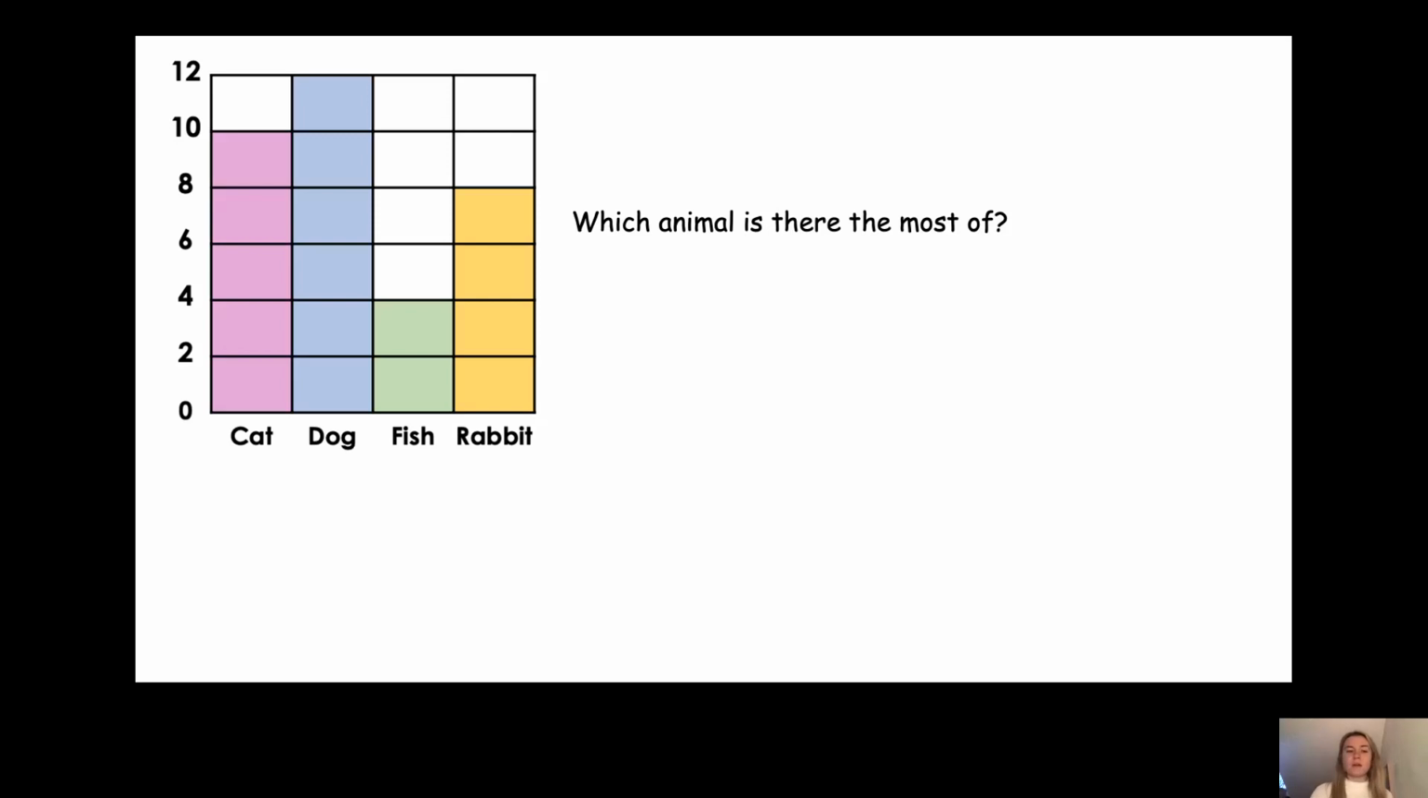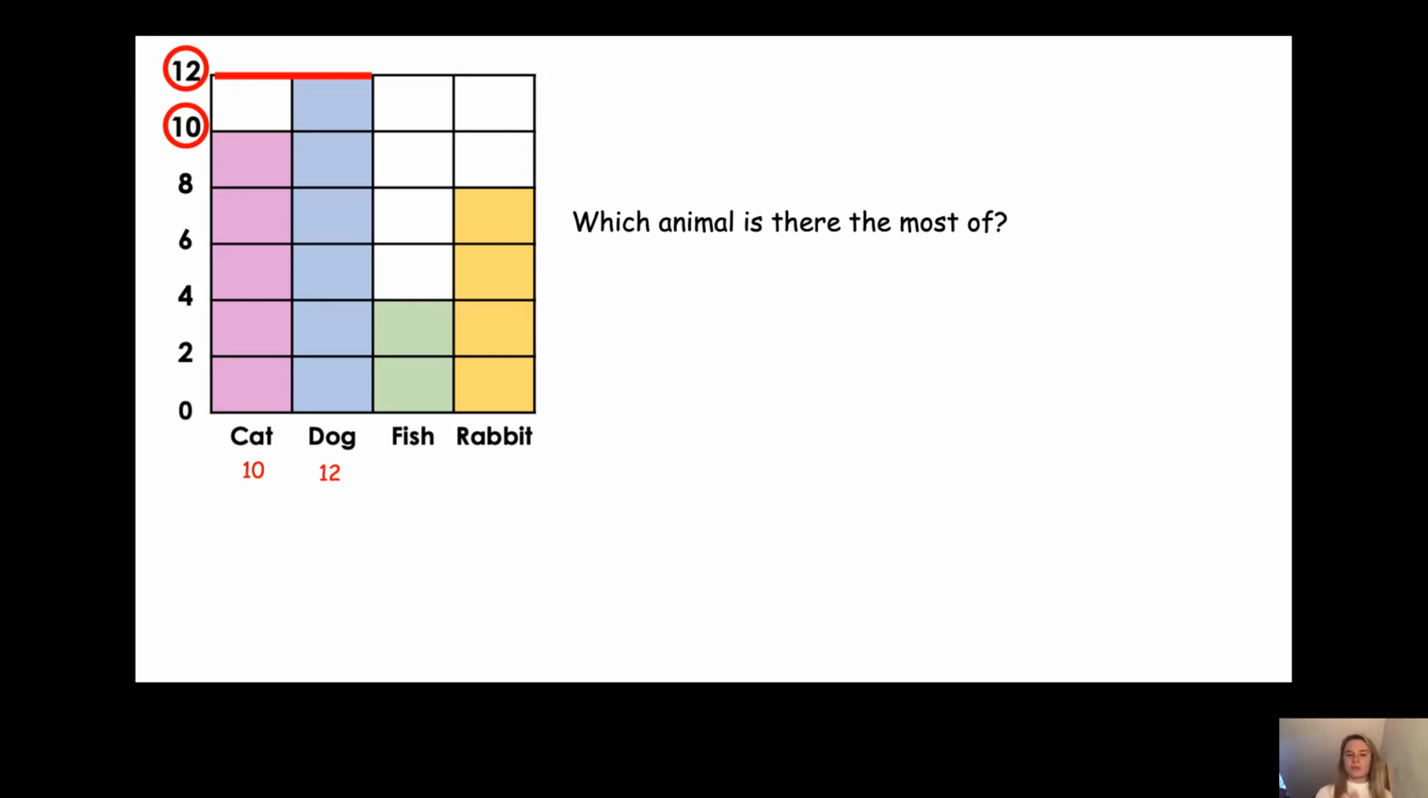Well, if we go to the top of our block diagram and draw a line all the way to our y-axis, we can see that we end up at 10. So therefore, there are 10 cats in the shop. Okay, now what about dogs? Well, if we draw a line at the top of our block for dogs all the way to the y-axis, we can see that we end up at 12. So there are 12 dogs.